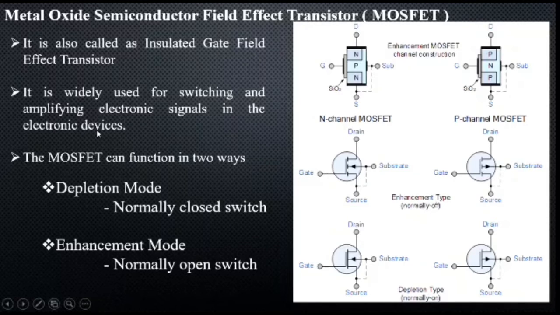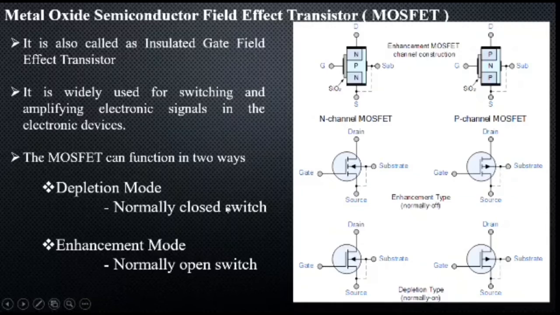The MOSFET can function in two ways: depletion mode and enhancement mode. In depletion mode, when there is no voltage on the gate, the channel shows its maximum conductance. As the voltage on the gate is either positive or negative, the channel conductivity decreases. The transistor requires the gate source voltage to switch the device off. The depletion mode MOSFET is equivalent to a normally closed switch.